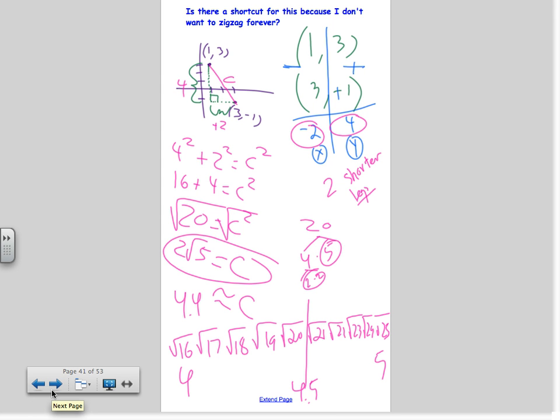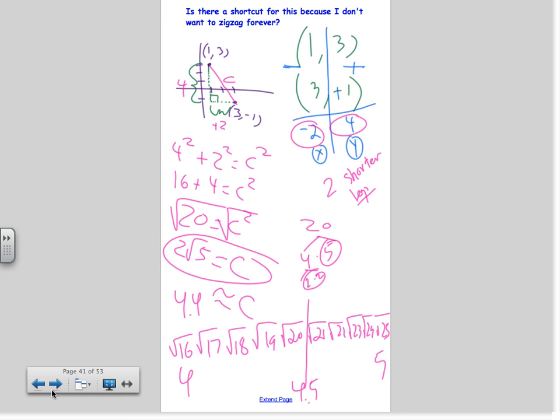Okay, so let's sum this up a little bit. If I give you any 2 points, and I ask you to find the distance between them, the first thing that should pop up in your mind is, let's find the 2 legs, because with 2 points, I can form a right triangle, right? A right triangle has 3 sides. The distance that I want to find will always be the longest side, which is the hypotenuse, which means I have to find the 2 shorter legs.